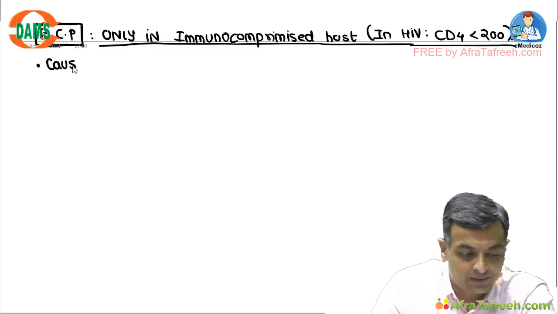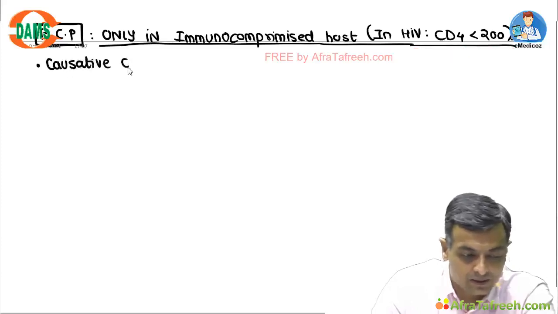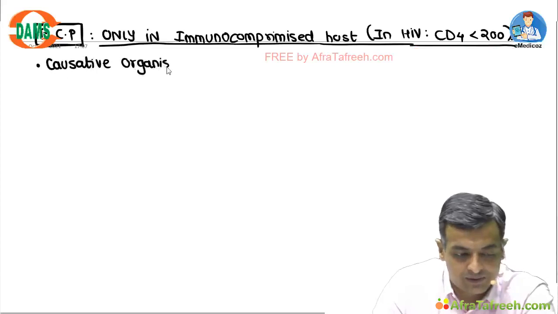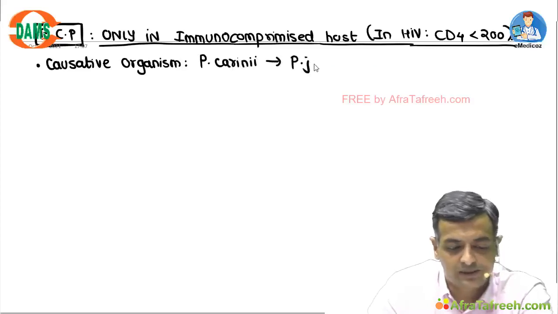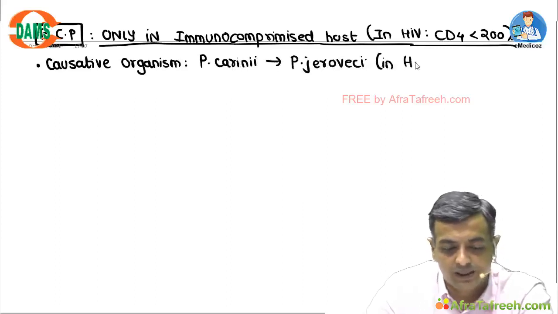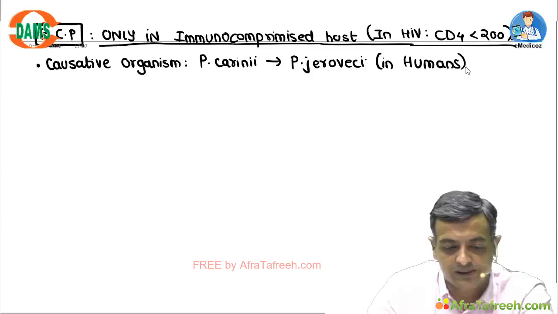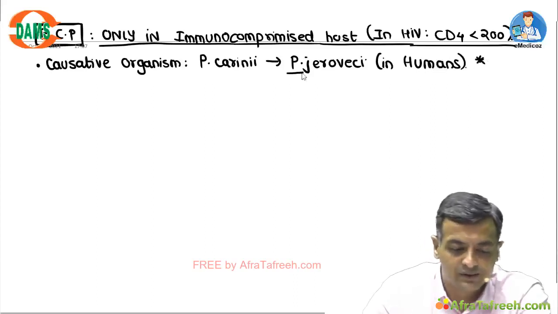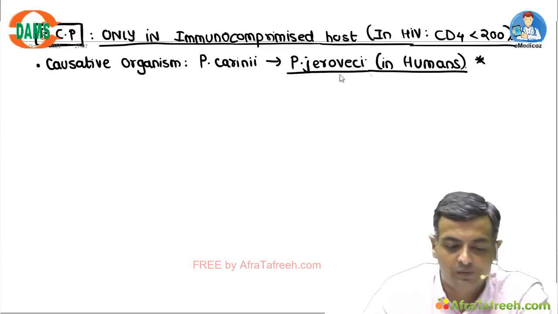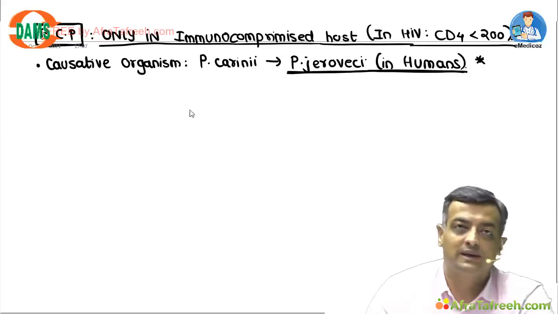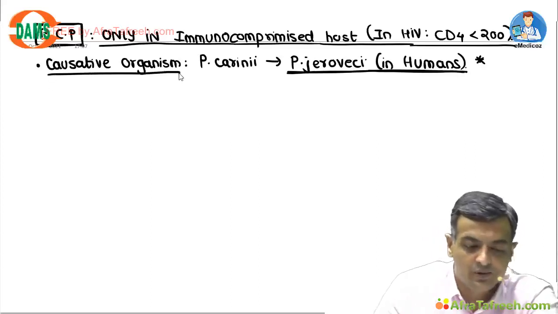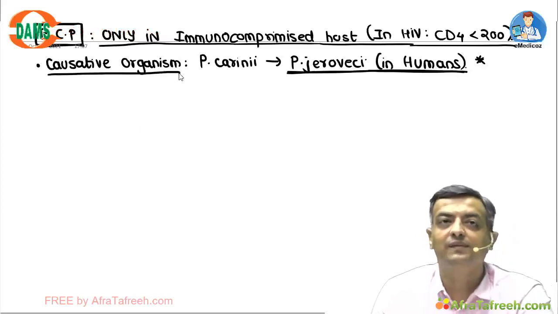So what was the causative organism? It was first called Pneumocystis carinii, but now it is Pneumocystis jirovecii infection. In humans, Pneumocystis jirovecii is the causative organism of pneumocystis pneumonia.